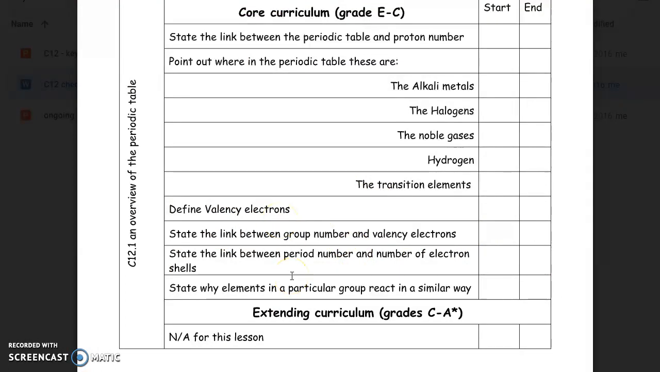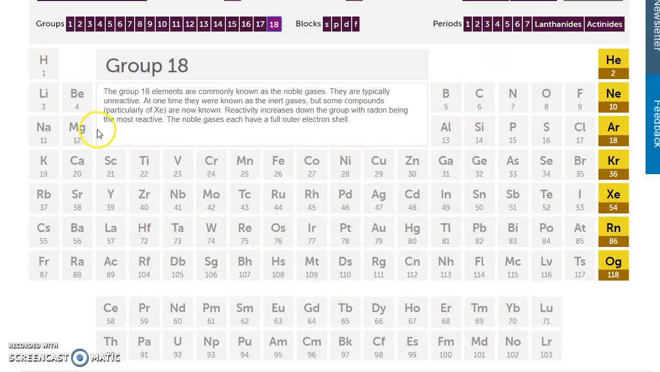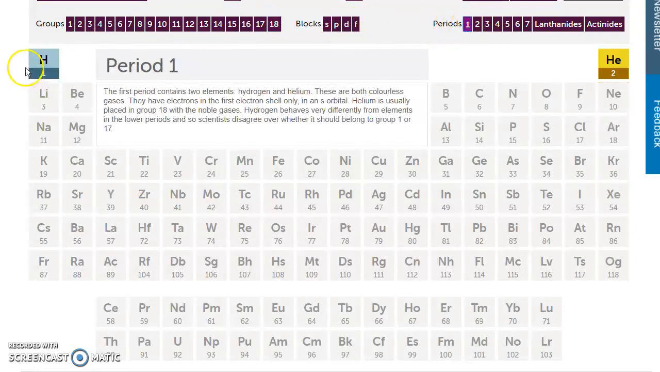You need to be able to state the link between group number and valency electrons. We've just gone through that. So the group 1s have 1 valency electron, the group 2s have 2 valency electrons, and so on and so on. You need to be able to state the link between period number and number of electron shells. So if we go back to the periodic table, you can see that the periods here actually relate to the number of electron shells. Now the periods go across the periodic table.